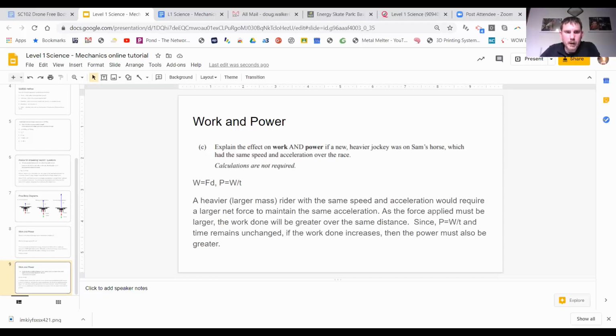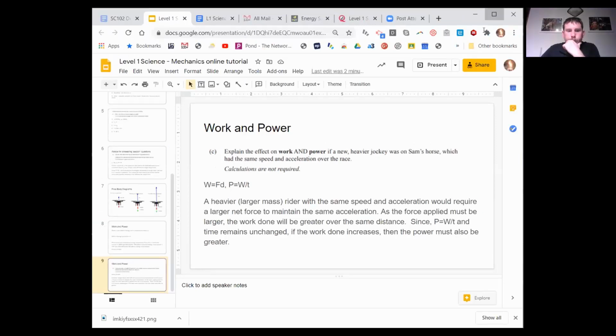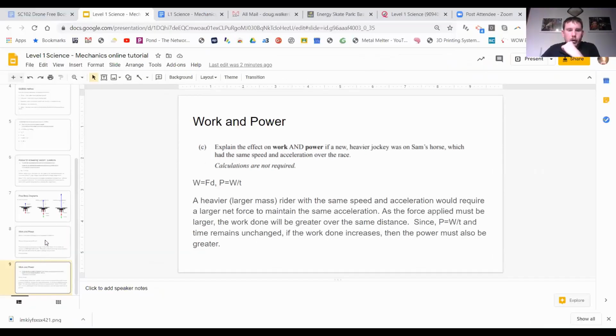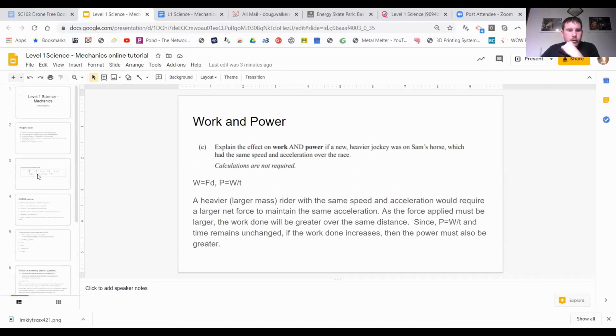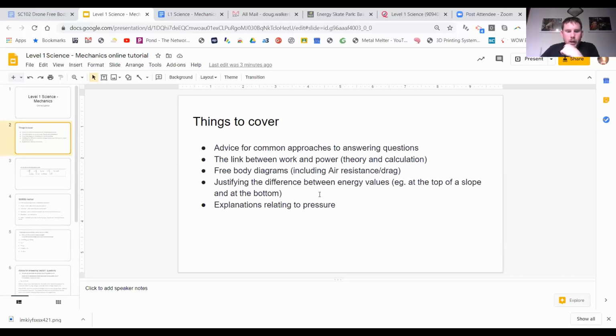Okay, so I'll just pop back to the share. All right, I hope that's been helpful so far. We've hit 7 o'clock. Now let me just double check what things I wanted to cover. We've got explanations relating to pressure, which we've done. Justifying the difference between energy values at the top of a slope and at the bottom. We haven't done that yet, so I'll take a few moments to do that. If you can't stick around, that's absolutely cool. Thanks for turning up.